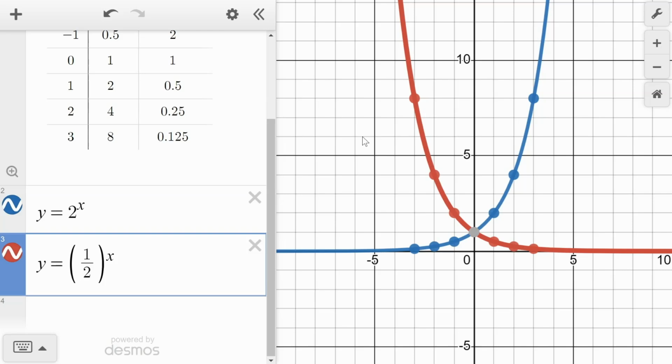All right? Now you probably noticed that those are mirror images of each other across the y-axis. Now you're going to see later on why that is and how to show that that is true algebraically. For now, we'll leave that.